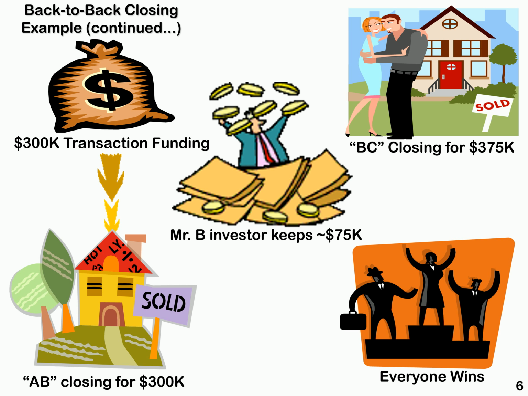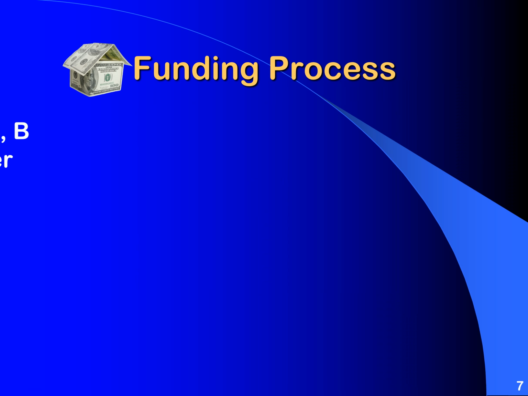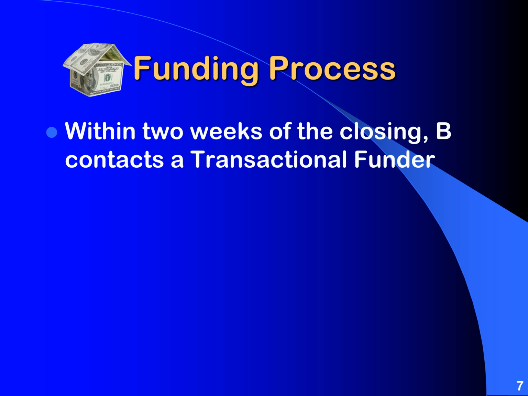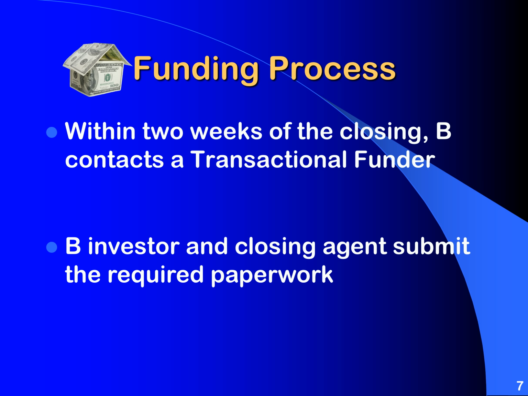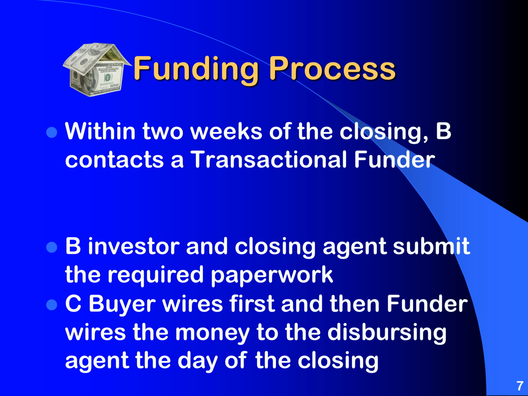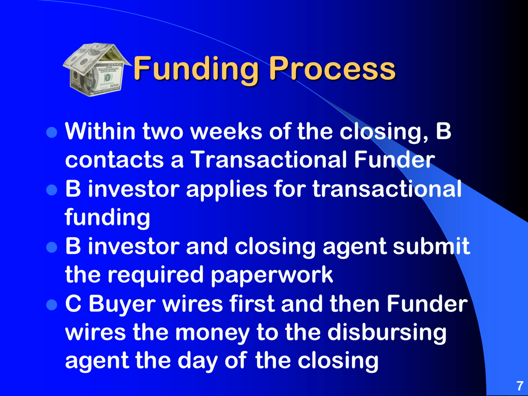So now let's get into the process of transactional funding, of the funding process. So this is within the industry. These are industry notes. So funding process: within 2 weeks of the closing, B contacts a transactional funder. B investor and closing agent then submit required paperwork, and the C buyer wires first, and then funder wires the money to the disbursing agent on the day of closing. B investor also applies for transactional funding prior to submitting the paperwork, of course.